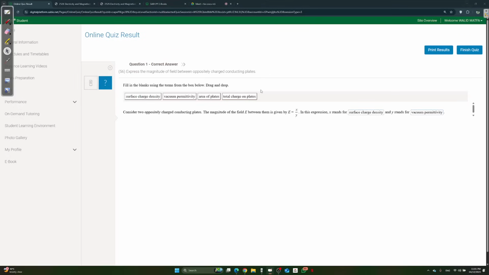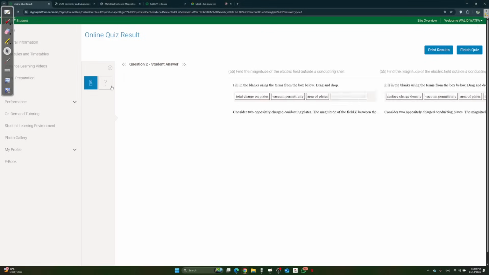All right, so let's solve. Here they're saying two oppositely charged plates. What's the formula? Sigma over epsilon naught. So what's the numerator? It's the surface charge density, sigma. And what's the denominator? It's epsilon naught, which stands for the electric permittivity of free space and vacuum. And by the way, since you're going to use this, you need to have this memorized. It's a constant, and it's 8.85 times 10 to the minus 12.